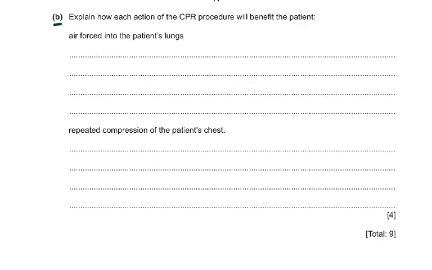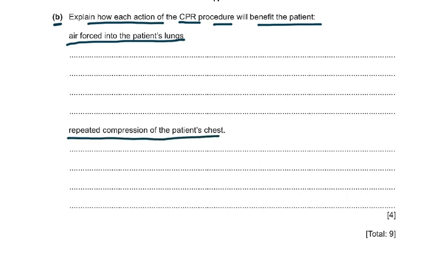And then coming to the B part of the question: explain how each action of the CPR procedure will benefit the patient. Air forced into the patient's lungs and repeated compression of the patient's chest. Naturally, when air is forced in, oxygen is entering the lungs, the alveoli or air sacs, and the oxygen will enter the blood, combine with hemoglobin and form oxyhemoglobin, and diffuse in. So a diffusion gradient will naturally be established. Then blood from the left ventricle will be carrying more oxygenated blood, and the blood will go to the organs and tissue cells.